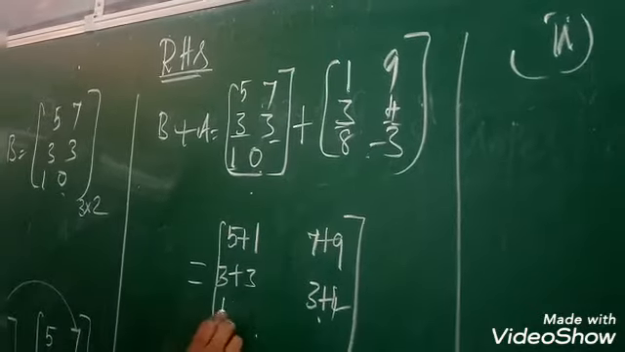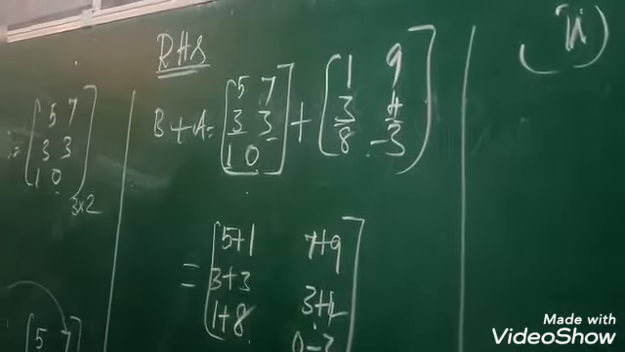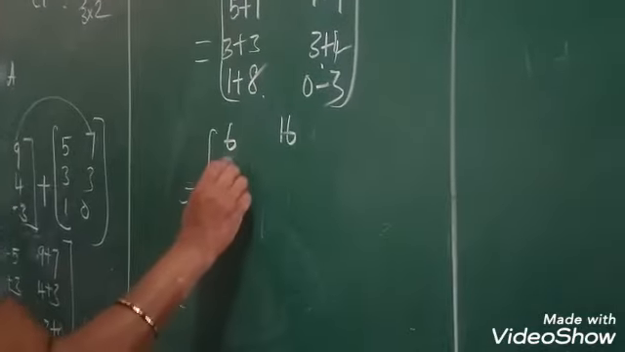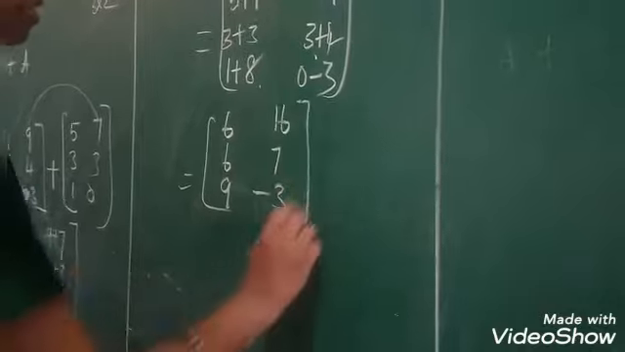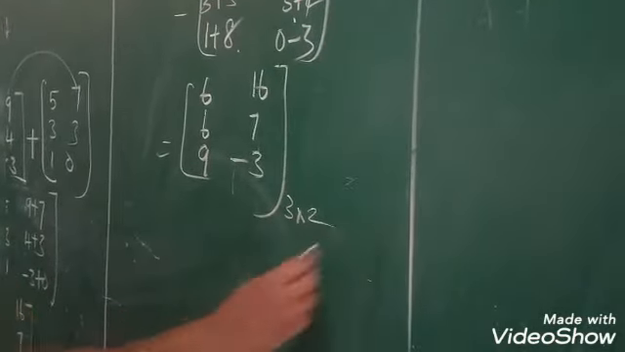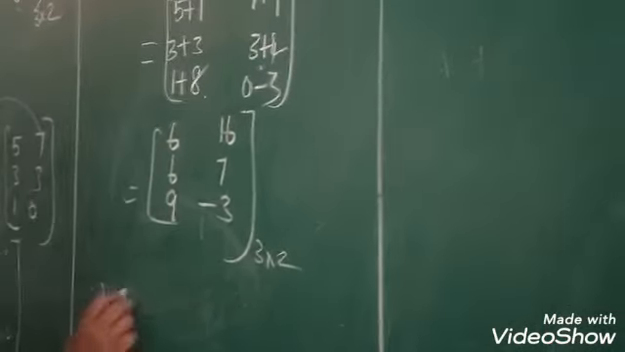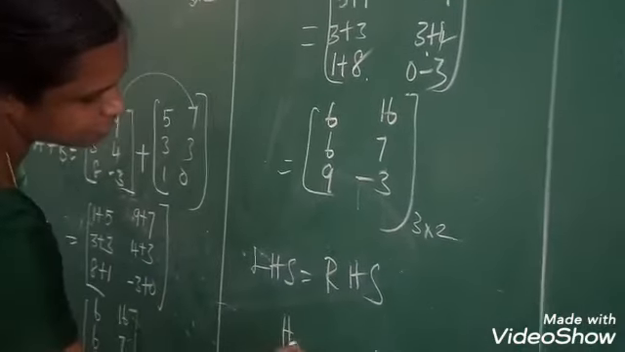Then the first element is 1. Here the first element is 8. 0 minus 3. Now you add it together: 6, 16. Then 6, 7, 9 minus 3. We have to check whether the LHS and the RHS are equal. Yes, is it equal? So here we want to write the conclusion: LHS equal to RHS, hence verified.